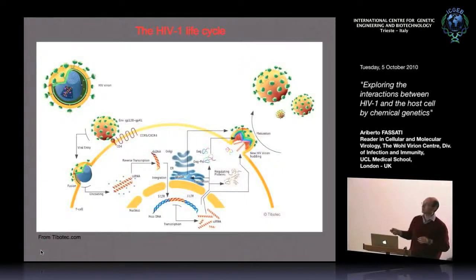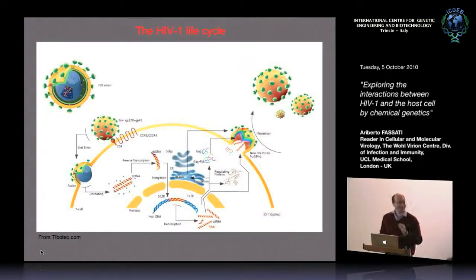We know, for example, the main receptor. We know the coreceptor. We know that cyclophilin is acting at this stage. We don't know exactly what it's doing, but it's acting here. We know that there's another host factor called LEDGF, which is important for the integration. We know there's the ESCRT machinery here important for the budding. But there must be many more host factors we don't know about.